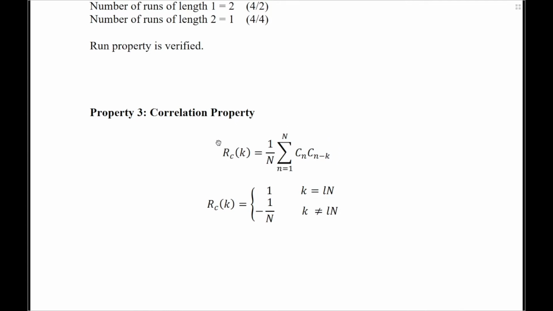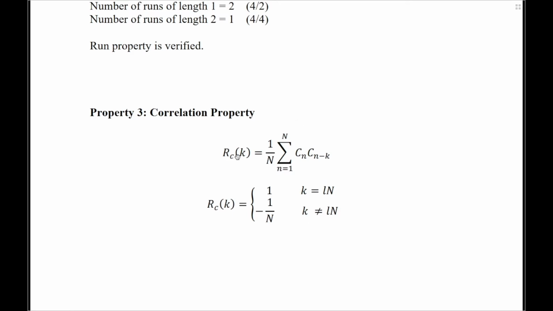Now, after computing the Rc of k, we come to the property. As per the correlation property, we should have this condition verified. That is, when the number of shifts, that is k, is an integral multiple of the length of the P-n sequence, then the autocorrelation is supposed to be 1. And on the other hand, when the number of shifts is not an integral multiple of the length of the P-n sequence, then the autocorrelation should be equal to minus 1 by N.